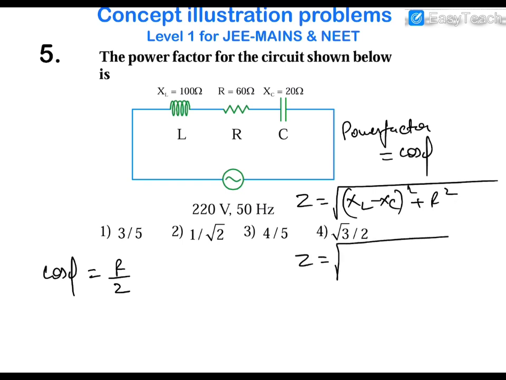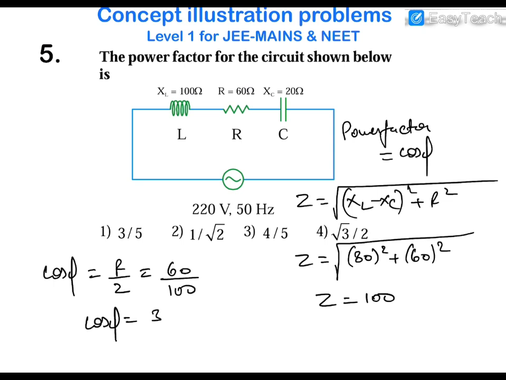So Z will be under root of 80 square plus 60 square. So Z will be equal to 100. R in this case is 60 and Z is equal to 100. So cos phi will be equal to 3 by 5. The correct answer of this question will be first. Now let's move on to the next question.